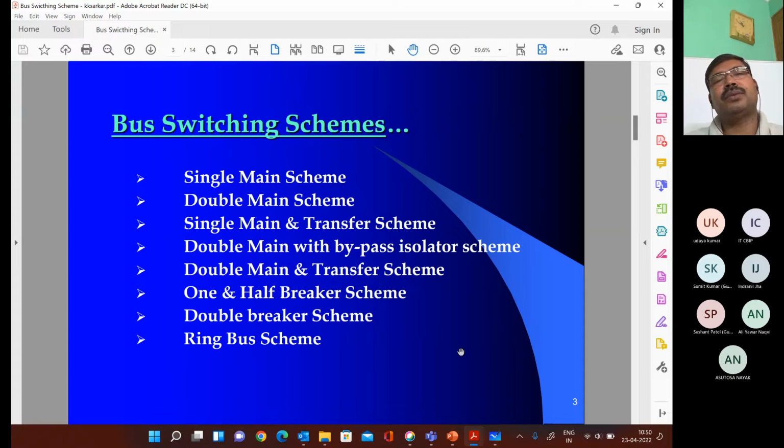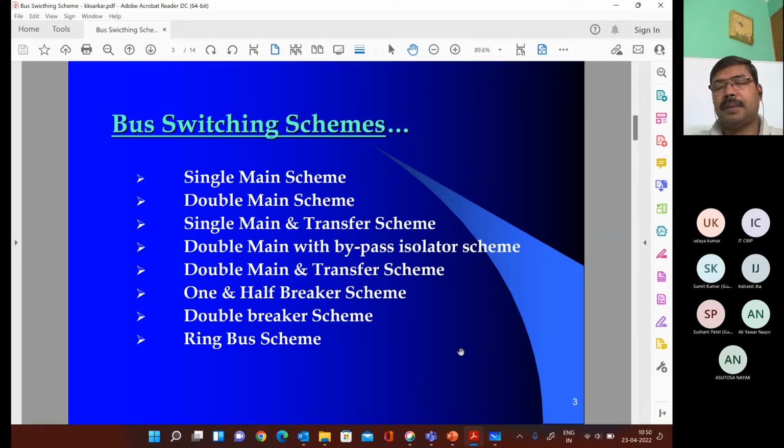Now, what are the bus switching schemes? Basically, there are these types of schemes: single main scheme, then a double main scheme, single main and transfer scheme, and double main with bypass isolator scheme. Then there is double main and transfer scheme, and 1.5 breaker scheme, then double breaker scheme, and ring bus scheme. Now we will go one by one.